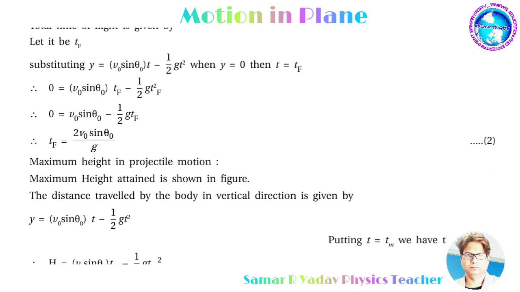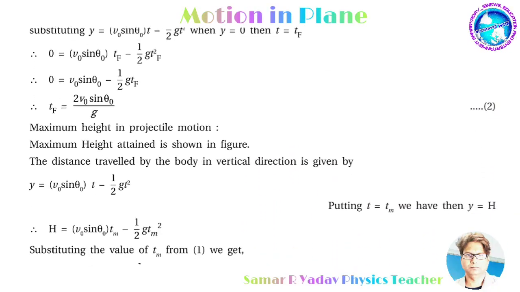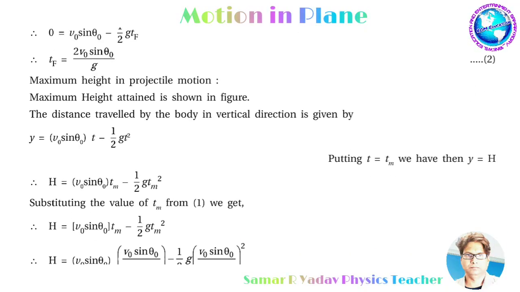Maximum height. In projectile motion, the maximum height attained is shown in the figure. You can see in the figure, this is h. The distance travelled by the body in the vertical direction is given by y = (v0 sin θ0) t − 1/2 g t². Putting t = Tm, we have y = h. Therefore h = (v0 sin θ0) Tm − 1/2 g Tm².